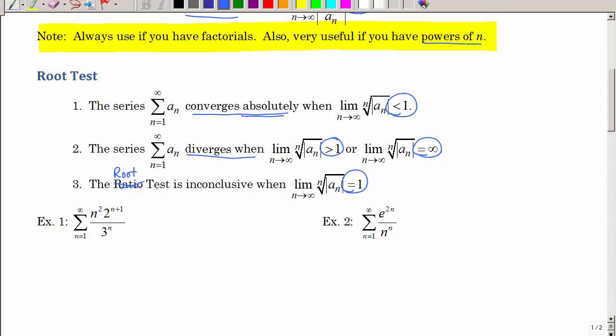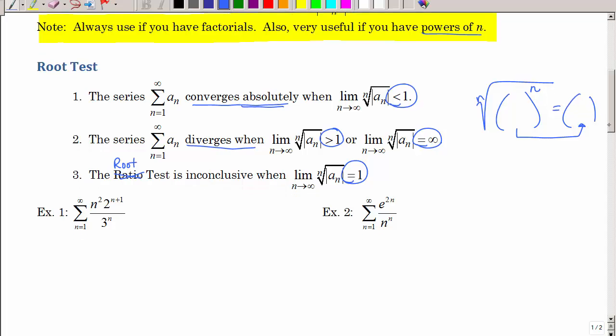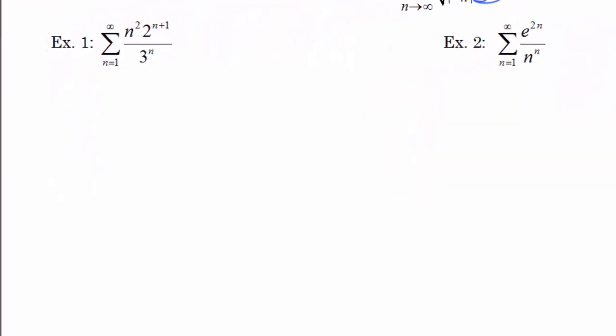Now, when should you use the root test? The only time you should use a root test is when everything is raised to the nth power, because then when you take the nth root of that, you would just be left with that. That doesn't happen very often. So let's look at a few examples.